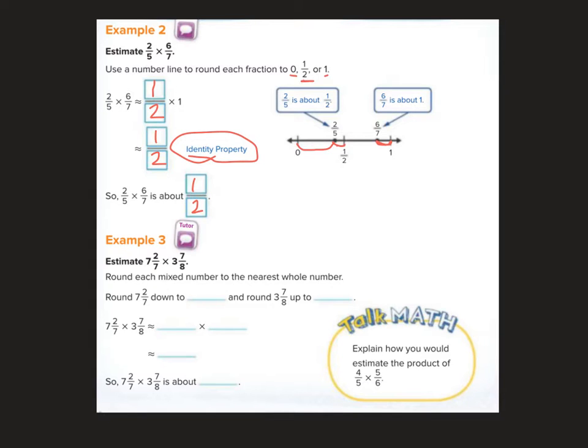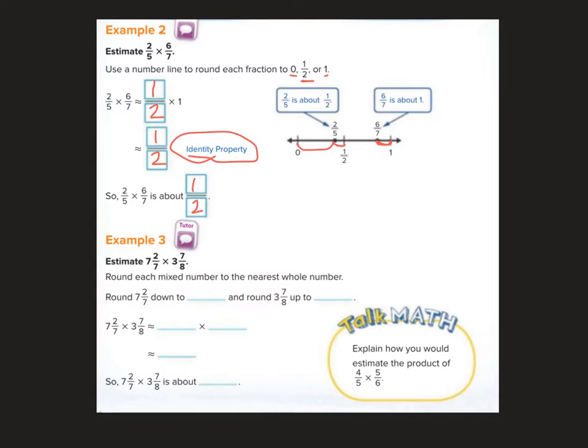Okay, estimate 7 2/7 times 3 7/8. Now I'm noticing some of you are having a hard time with this estimating. So I'm glad that we're coming back to this. So please, please, please pay close attention.